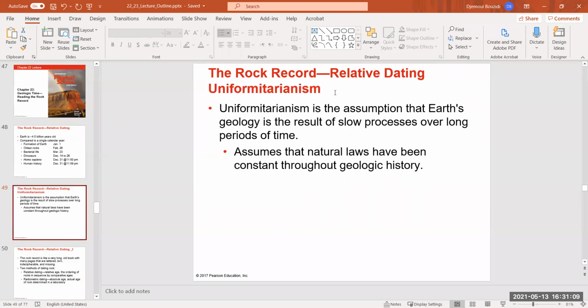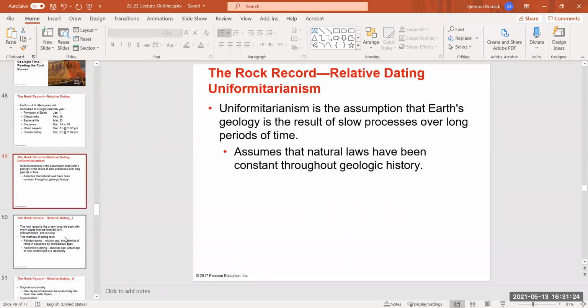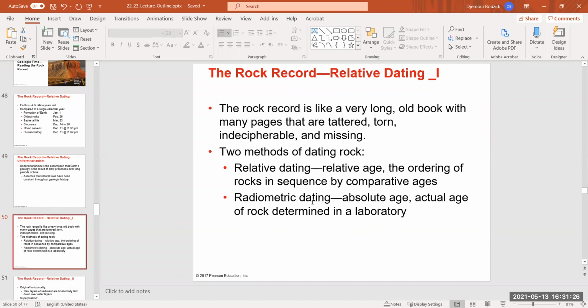Again, I mentioned the fact that relative dating is one way for us to tell the age of the rocks and the surface of the Earth. And as I said, it's done by comparing two different surfaces to one another. The other method is radiometric dating, which is a little bit more accurate in the sense that it gives you precise measurements in the laboratory.